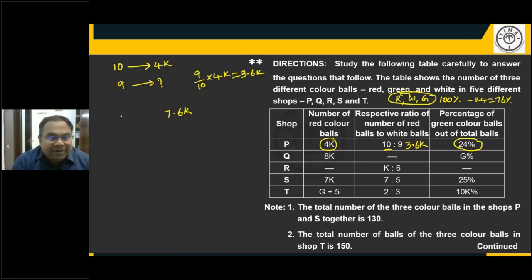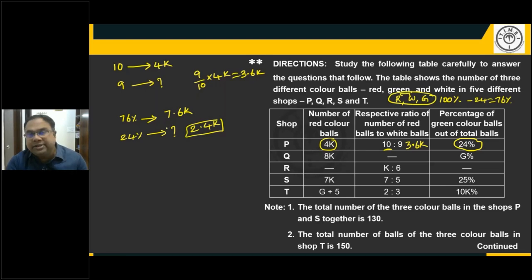So if red and white are 76%, 76% represents 7.6, correct? 76% red and white together is 7.6. 24%, how much? So this will be 2.4K, correct? 76 has become 7.6, 24 will become 2.4. So 2.4K. I got red color balls, white color balls and green color balls. Then 8K and G%. You can't do anything here.